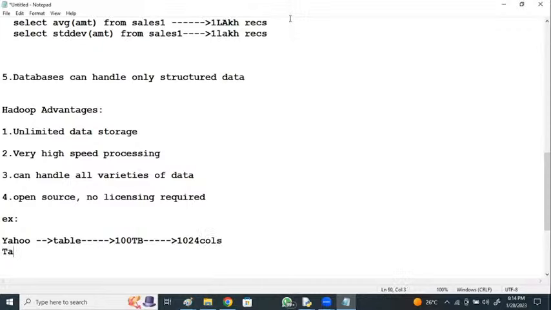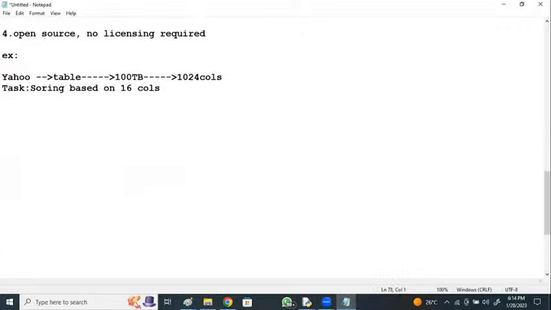The task: sorting based on 16 columns, right? What is the time taken by various databases? First one, Oracle, has taken nearly 3.5 days to process this, right? MySQL has taken nearly 6 days to process it.